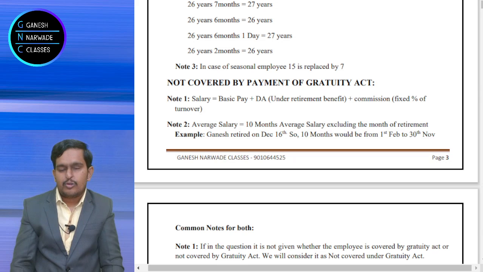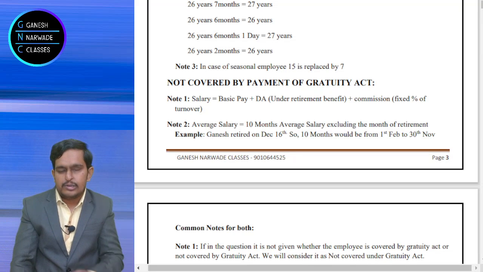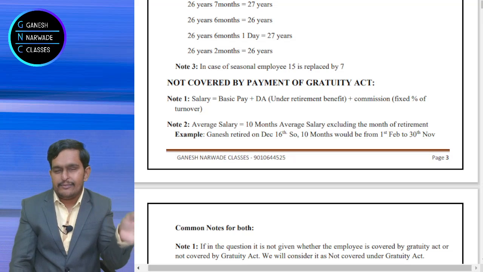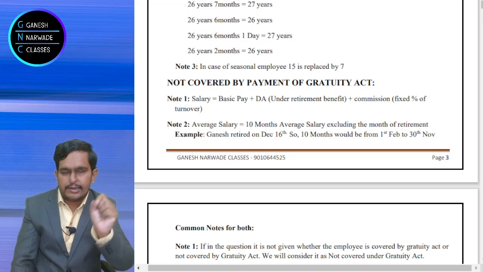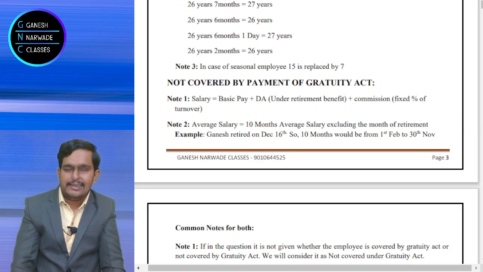Clear? So how will you calculate 10 months average salary? Ignore the retirement month. December month you ignored, so November to February, or straightened out, February to November. Now if there are any salary changes during these months from February to November, calculate each month separately.